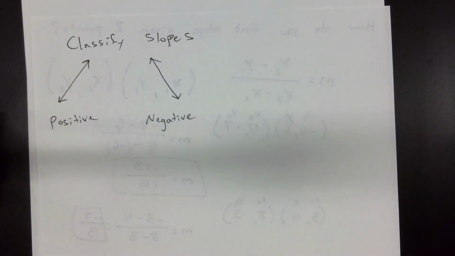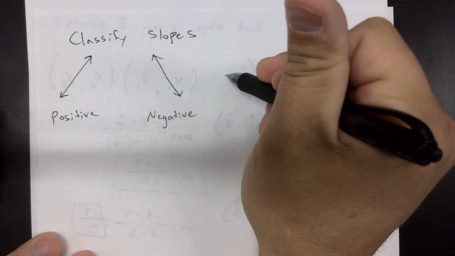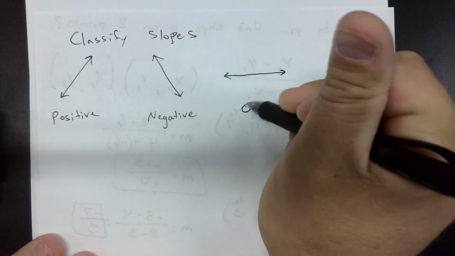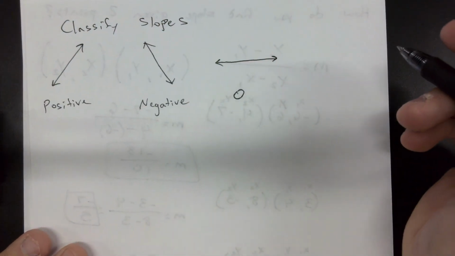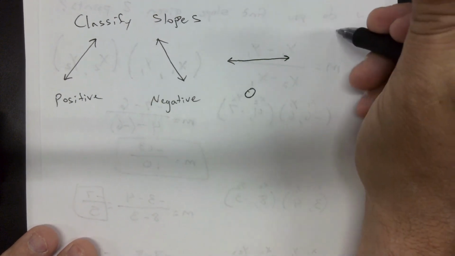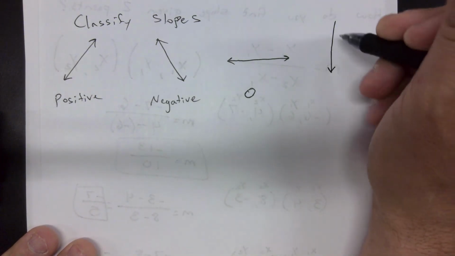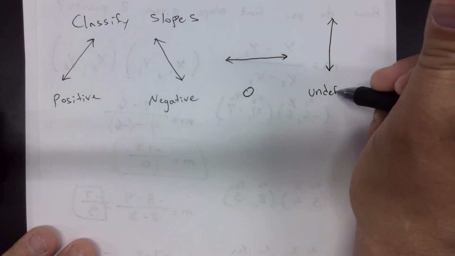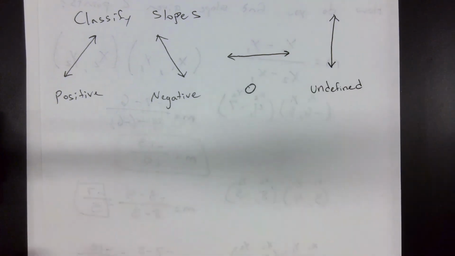Okay, here we go. If it's a horizontal line, it's a 0 slope. And if it's a vertical line, it's undefined.